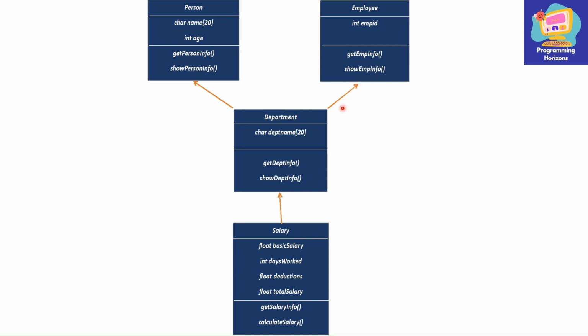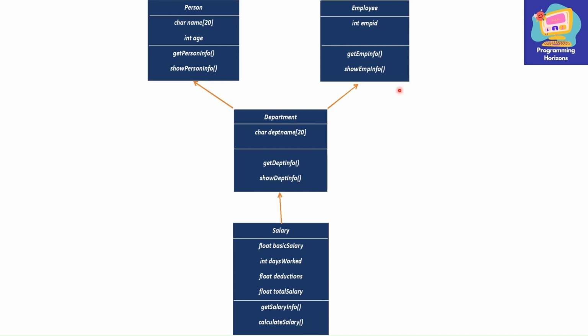Using these two classes, we derive another class called department, which has all the members of the person and employee classes, and it also has its own department name as a single attribute, and two member functions, getDepartmentInfo and showDepartmentInfo. And lastly, we are going to derive another class using this department class as the base class, and the newly derived class is known as the salary class, having its own attributes, namely basic salary, days worked, deductions and total salary. This class will be calculating the salary of an employee, and therefore it has two member functions, getSalaryInfo and calculateSalary.